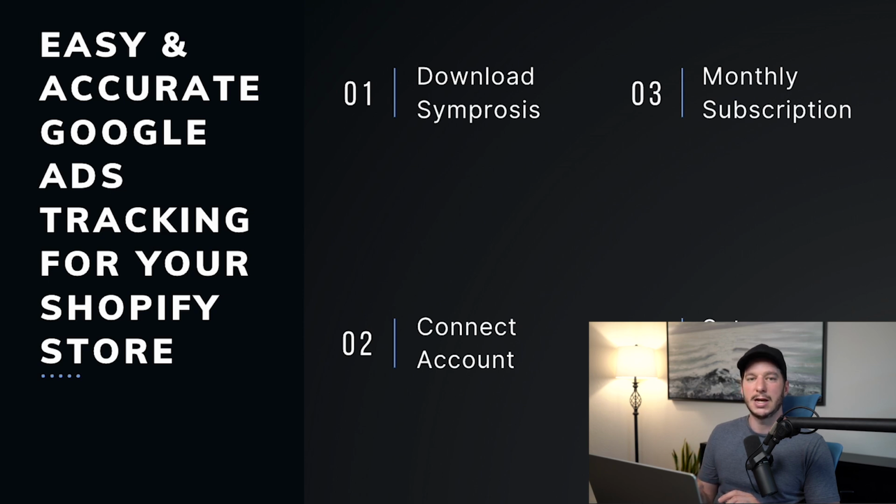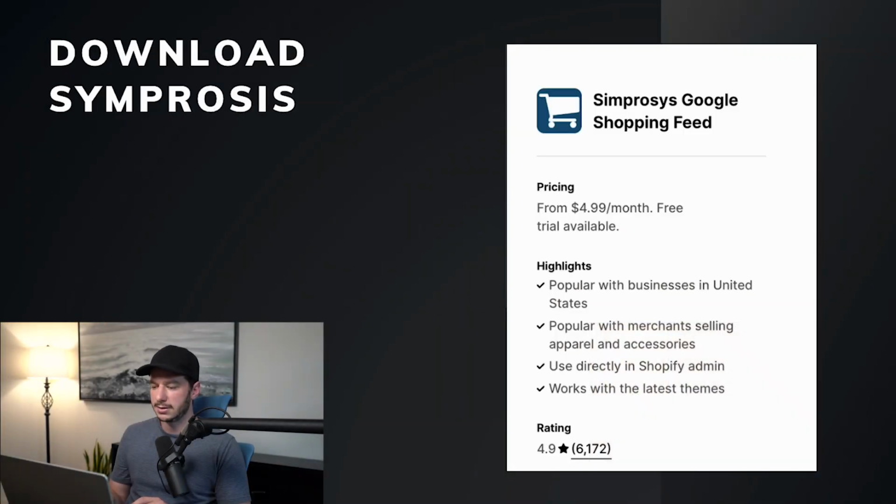So first is going to be downloading Simprosys. What you're going to look for is this little icon with the shopping cart in blue. It's called Simprosys Google Shopping Feed. You can see there's a base price of $4.99 per month, and it will give you a free trial. Just make sure that once you get to the free trial amount of time, it will disconnect if you don't approve the charge. So make sure you either set it up to charge or be on top of it so when the free trial ends, it doesn't disconnect your tracking.